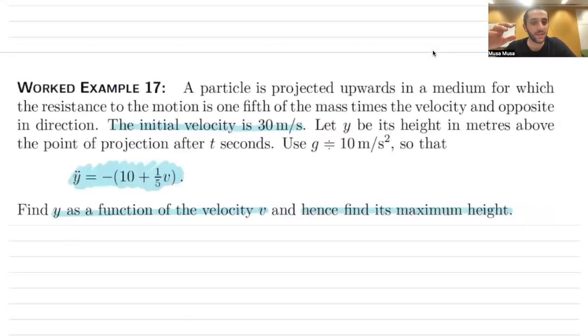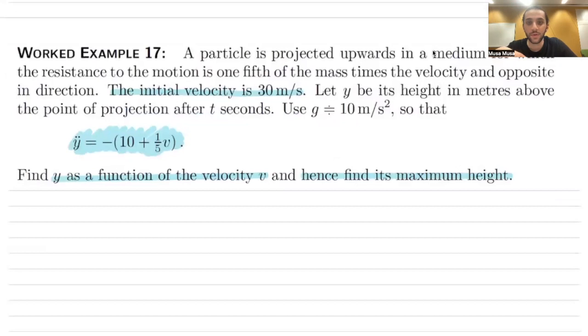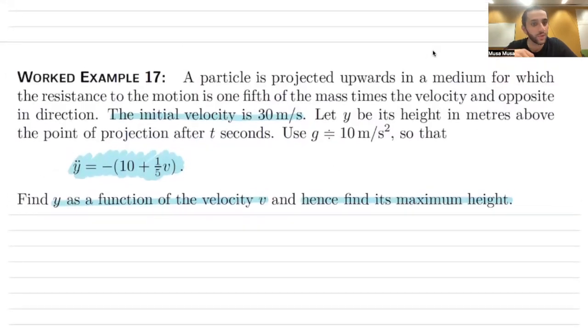So let's consider this example here. A particle is projected upwards in a medium for which the resistance to the motion is 1/5 of the mass times the velocity and opposite in direction. Okay. So the initial velocity is 30 meters per second. Let y be its height in meters above the point of projection after t seconds. Use g as approximately 10 meters per second squared. Okay, so a good diagram, I think, is going to help us.